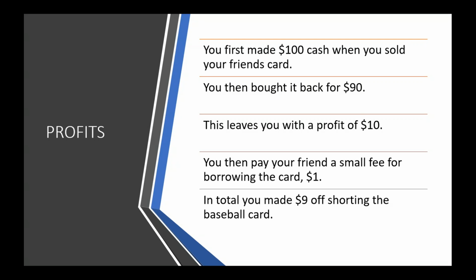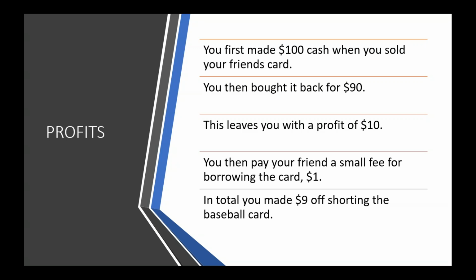Who knows? Maybe you got an inside something with the baseball card market, but you were right. Your short thesis was right. The value of the card decreased, so you only had to buy it back for $90. Well, that leaves you $10 of profit left in your pocket. So then when you take your card back to your friend, typically in a situation like this, and with stocks, when you're shorting a stock, you have to pay a small borrower's fee. In this case, you paid your friend $1 for the trouble. And so total, you made $9 off of shorting the baseball card.